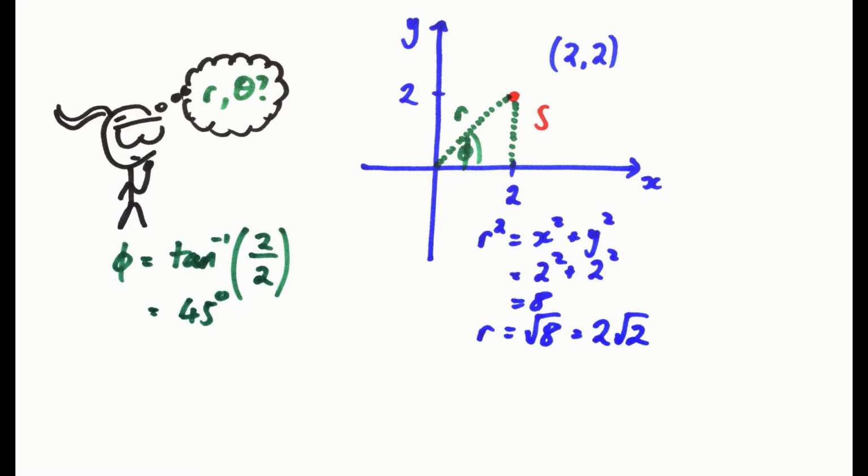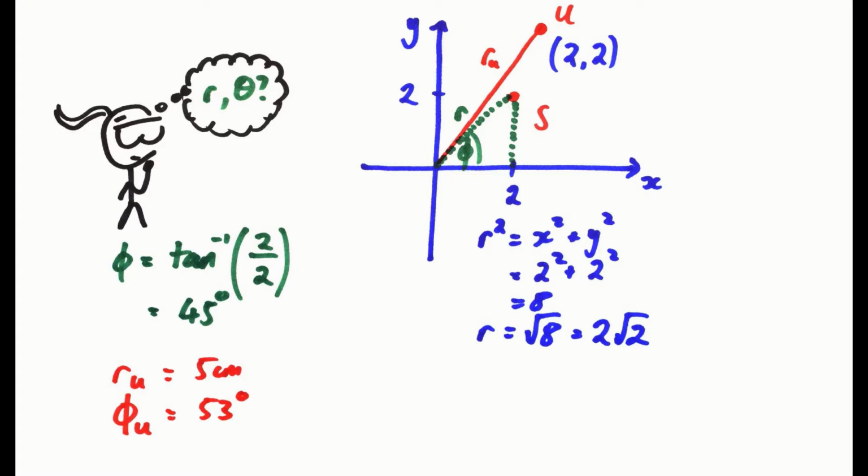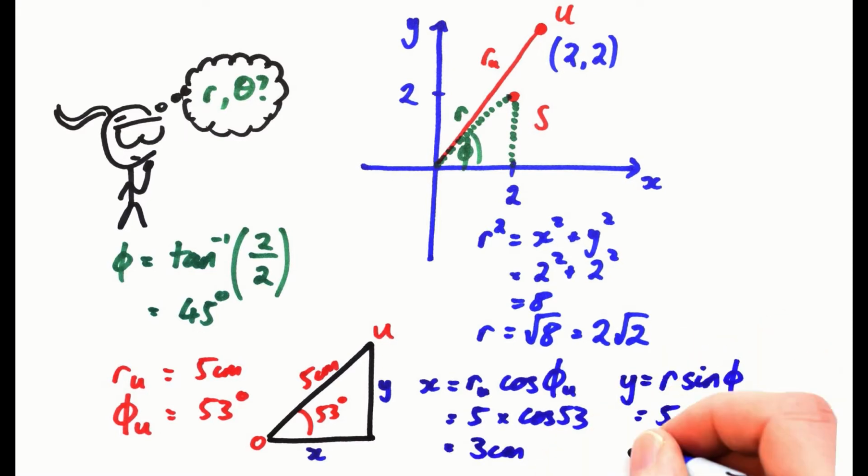Let's now consider point U in polar coordinates at a radius of 5 centimeters and an angle of 53 degrees. How do we convert this back to Cartesian coordinates? Well, remember again we have a right-angled triangle, so let's look at our sine-cosine formulae. The x-coordinate is adjacent to the angle, so we use the cosine function. x is equal to r cosine phi, which is 5 times cos 53, which is 5 times 0.6, which is equal to 3 centimeters. We can do the same thing for the y-coordinate, but it's now the opposite side. So we use y is equal to r times the sine of phi: 5 times sine of 53, 5 times 0.8, which is equal to 4 centimeters.